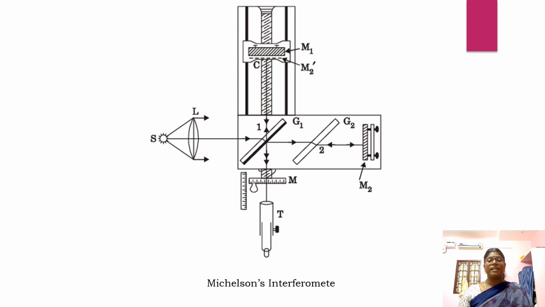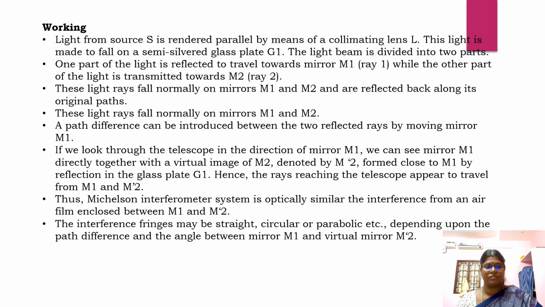The distance between the G1 glass plate and the mirror M2 will be adjusted, so the path difference will be created. As a result, the interference pattern will be viewed through the telescope. Next, working of Michelson interferometer.